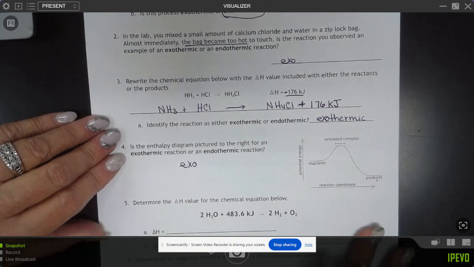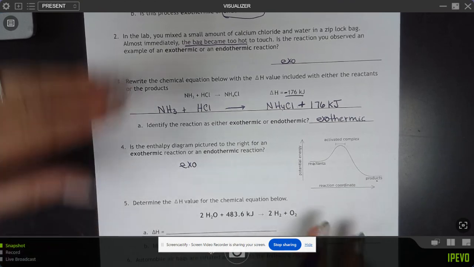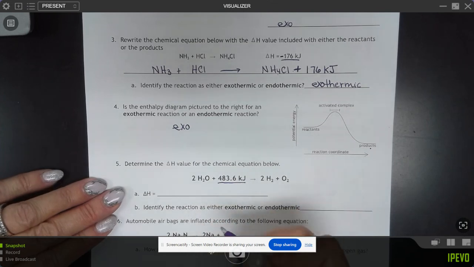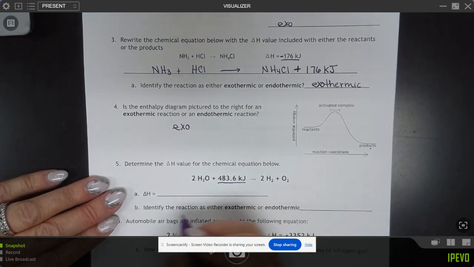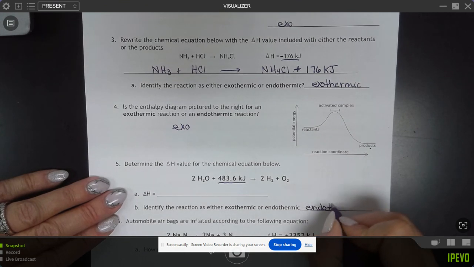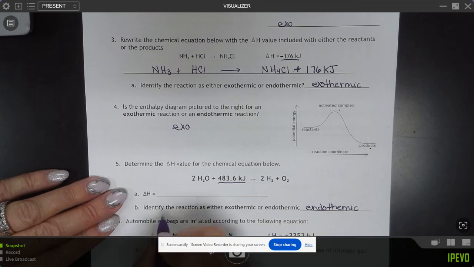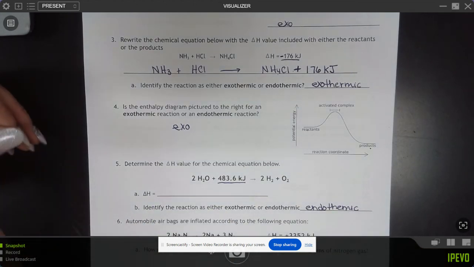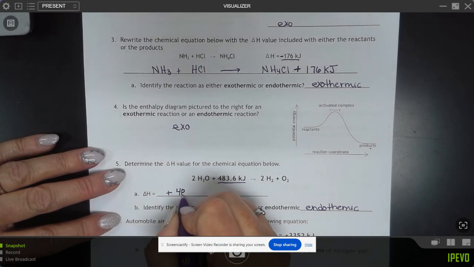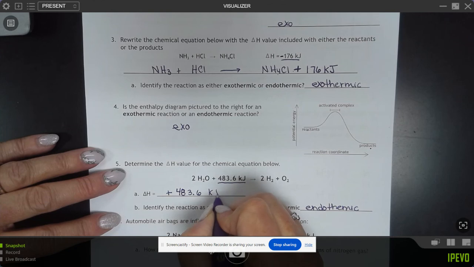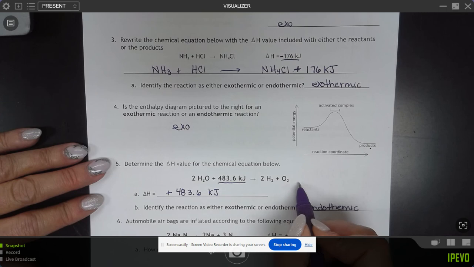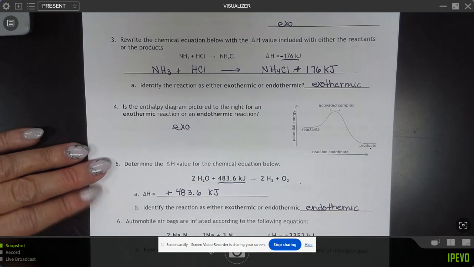All right. Number 5. This one is just kind of the opposite of number 3. We see that the energy is on the reactant side, so that tells us it's an endothermic reaction. That means the energy is absorbed, so the energy is a reactant. So we're going to write plus 483.6 kilojoules. All you have to do is just write the number. If that would have been an exothermic reaction, if the energy would have been on this side, that would have been a negative number.